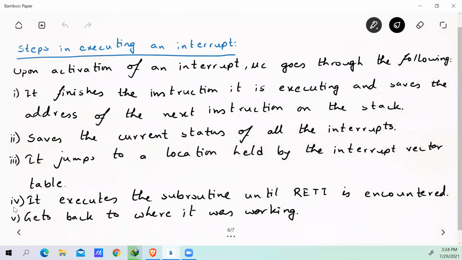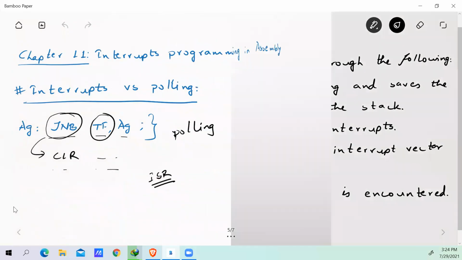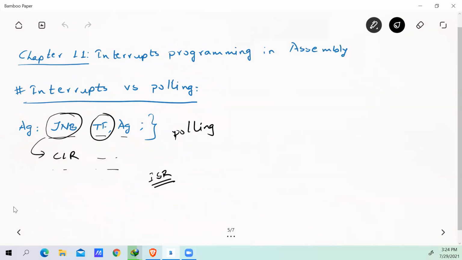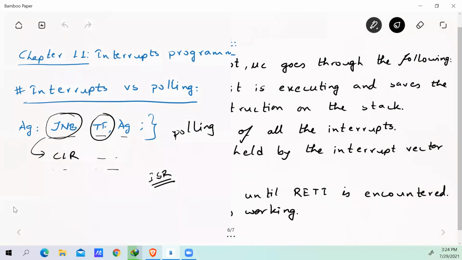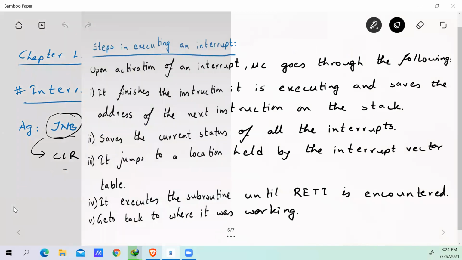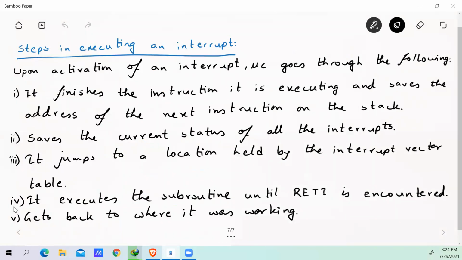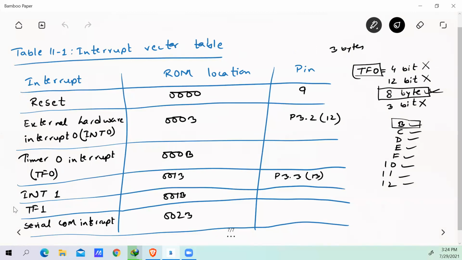Just 2 things. We have not learned much today. We started with the difference between interrupt and polling. At least I hope you understood this much. Then we went through the steps in executing an interrupt. Then we understood the meaning of an interrupt vector table. So have you understood at least these 3 things today? Yes, sir. At least if some of you understand, it's better. That is all I can expect.